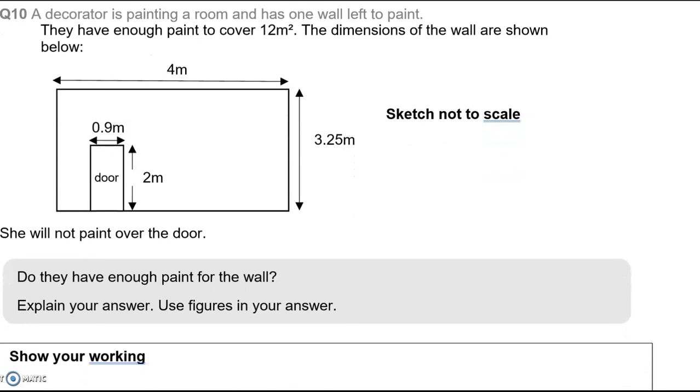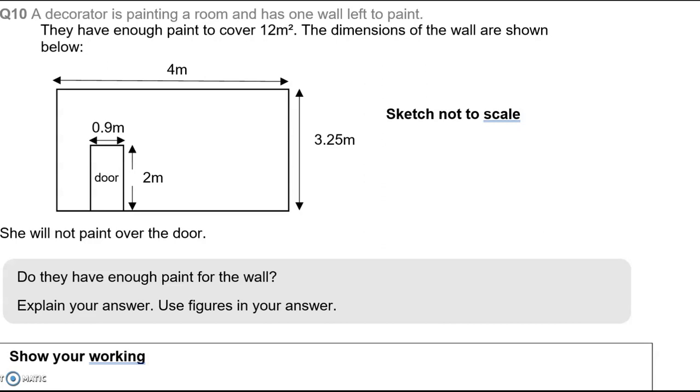Question 10. A decorator is painting a room and has one wall left to paint. They have enough paint to cover 12 square meters. The dimensions of the wall are shown below, and the sketch is not to scale. She will not paint over the door. Do they have enough paint for the wall? Show your working and use figures in your answer.